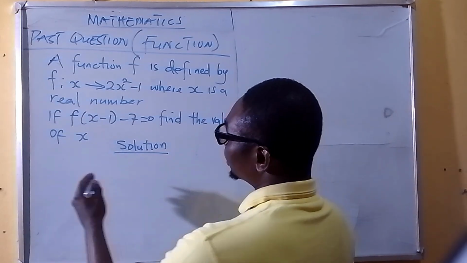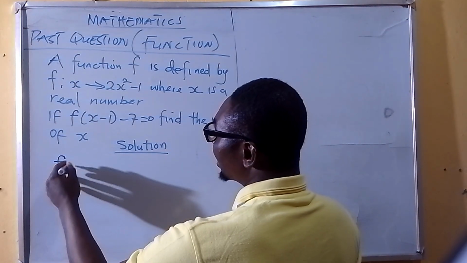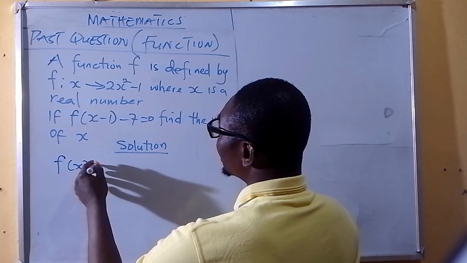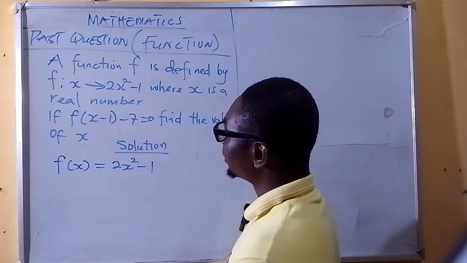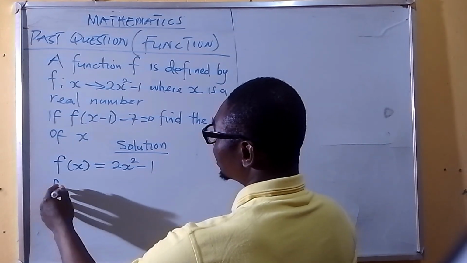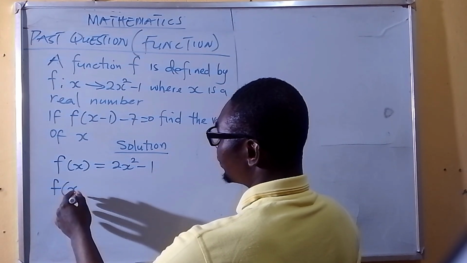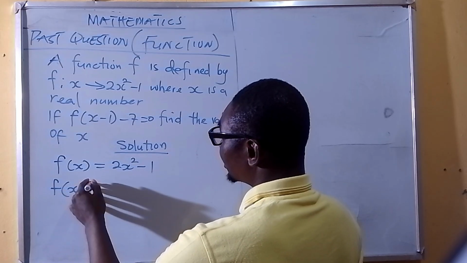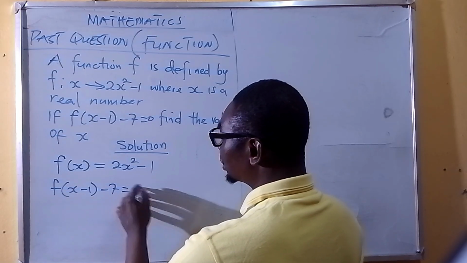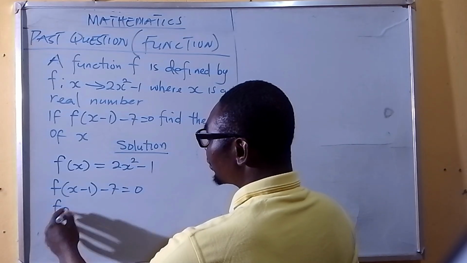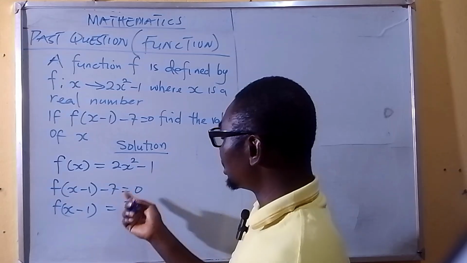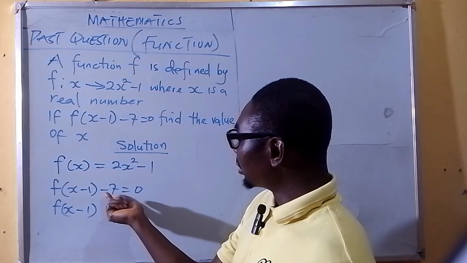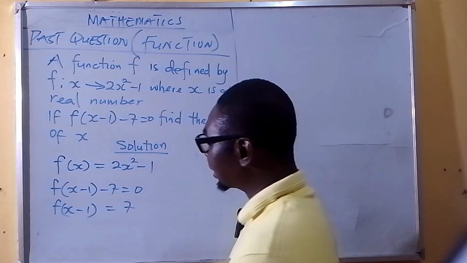To solve this question, we were told that f of x is equal to 2x squared minus 1. Now, if the function f of x minus 1 minus 7 is equal to 0, it means that f of x minus 1 is equal to what? 7, when the constant number minus 7 is moved to the right hand side.